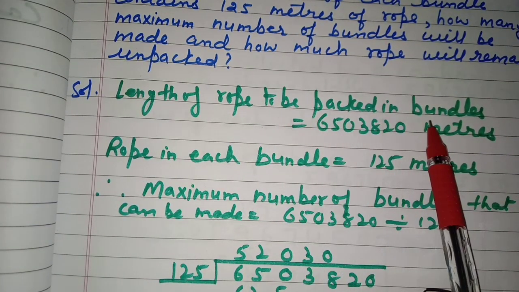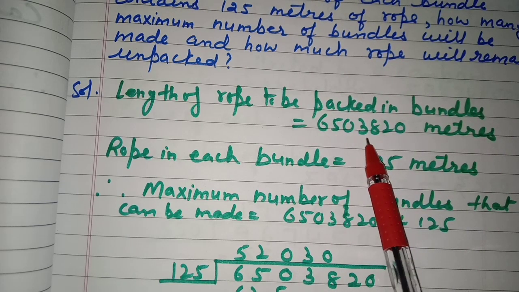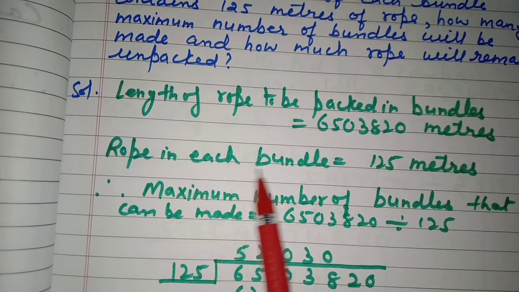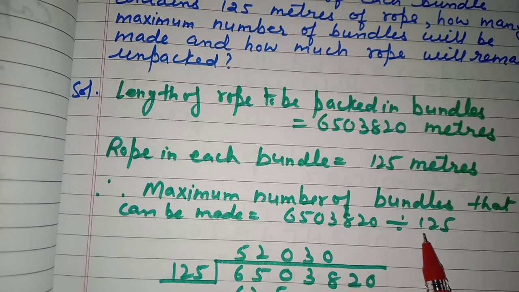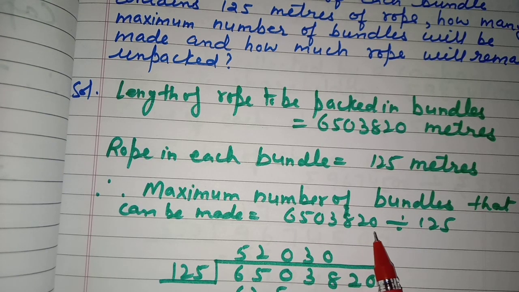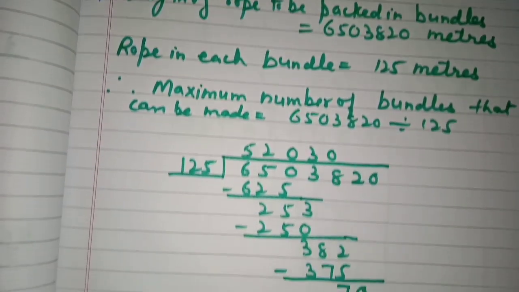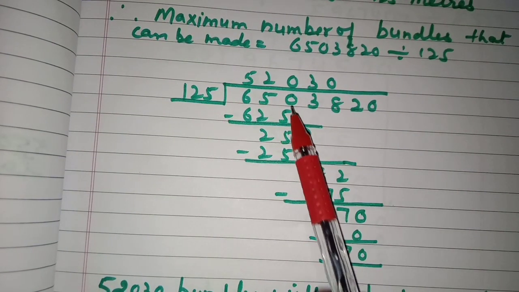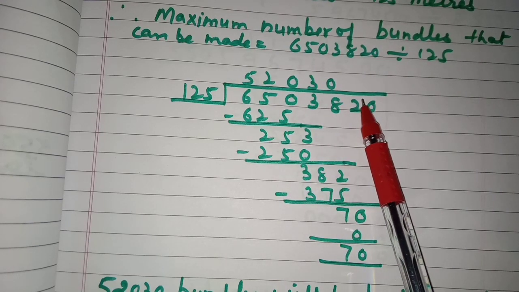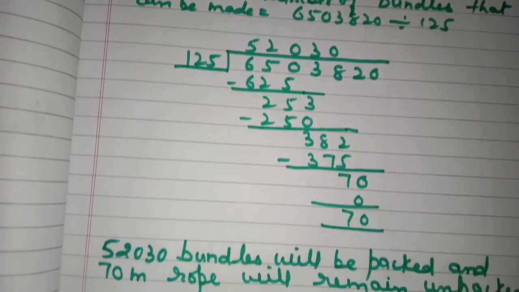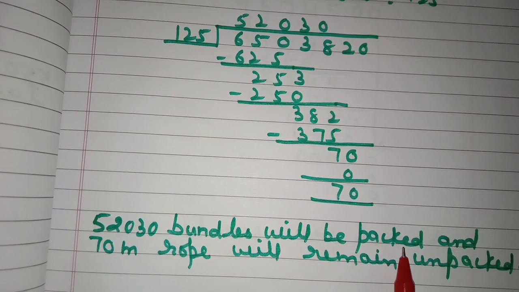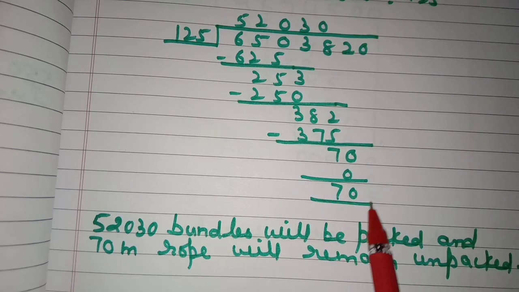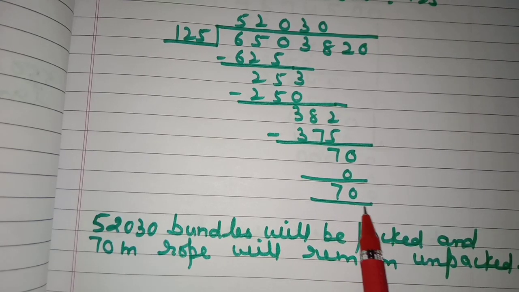Length of rope to be packed in bundles: 65,03,820 meters. Rope in each bundle: 125 meters. Therefore, for the maximum number of bundles that can be made, we need to divide 65,03,820 by 125. And what we will get after division? We will get 52,030. It means at the end we can say 52,030 bundles will be packed and whatever remainder is there, that much rope will remain unpacked.